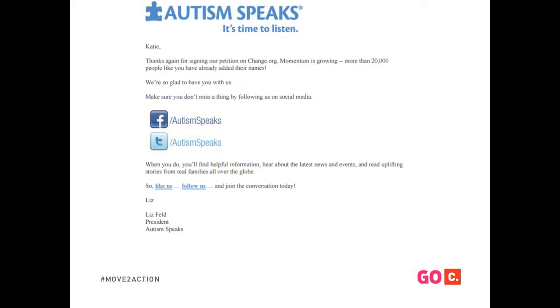Then the second email, which was sent a couple days later, also had one discrete action, which was essentially connect with us on social media. So they're trying to build their communities on Facebook and Twitter, and what I love about this one in particular is you can see that they have that value proposition there.